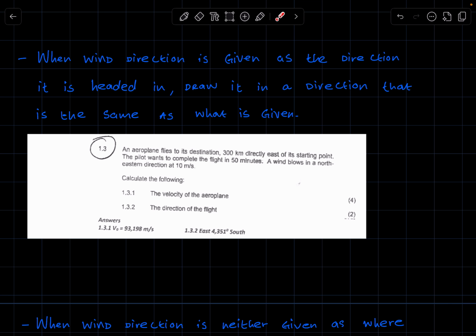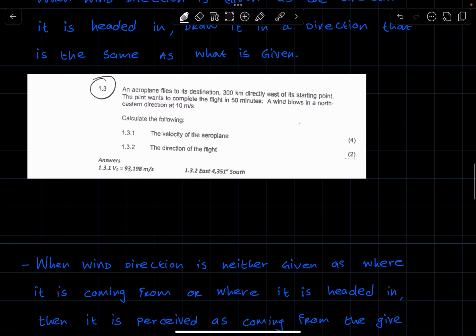Because in this scenario, they've given the wind vector from the perspective of where it is headed, that is why you use the direction that is given as it is. If they say, for instance, the wind is headed in a northeastern direction, it's headed in a northeastern direction. As you can see, the vector is heading away from the point of intersection. That is why you use it exactly as it is.